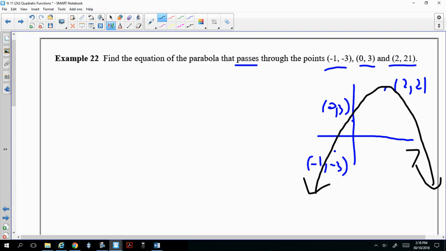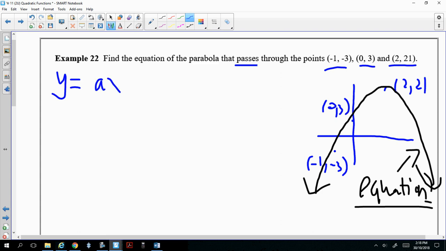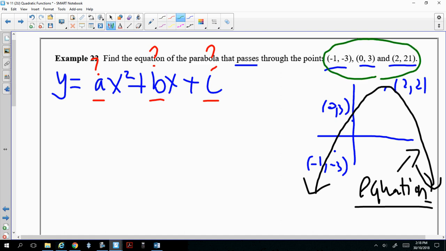There's a very easy way to do that. All you have to do is start with the equation of the parabola, which is the most general form, and you need to work out what A is, what B is, and what C is. How do I do that? By using these 3 points. If the parabola passes through these points, it will satisfy the equation.